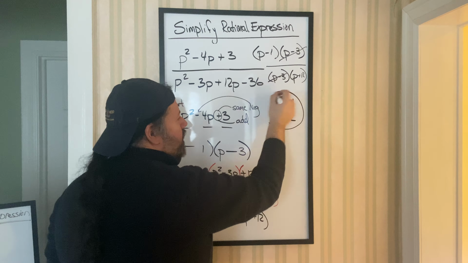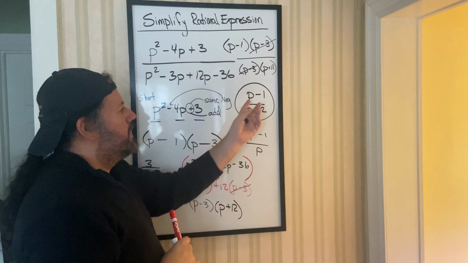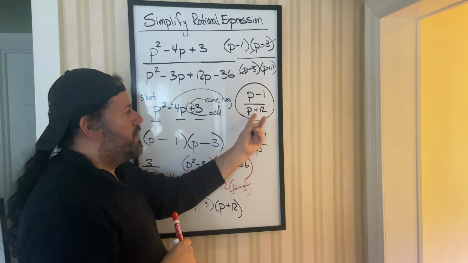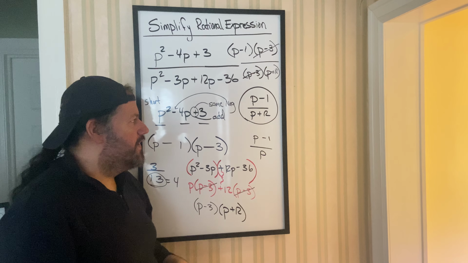Even if I had p minus 1 over p, that's in a binomial and p that's a monomial can't cancel out. These are not identical, okay? For p minus 1 to cancel out, you would have to have a p minus 1 at the bottom. So just remember, if you just have a p on top and a p on the bottom, but they're in binomials, you cannot cancel them out. You can only cancel out monomial p with monomial p, not binomial p with binomial p. So these binomials cancel out, these don't, they don't match. This is our final answer, p minus 1 over p plus 12.